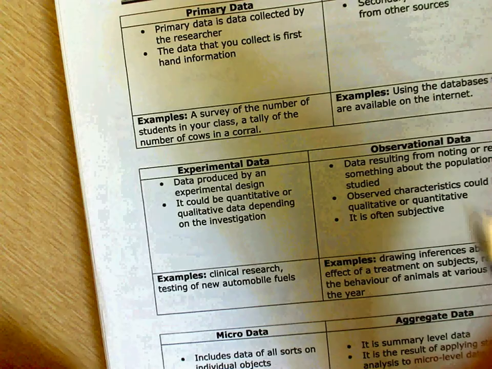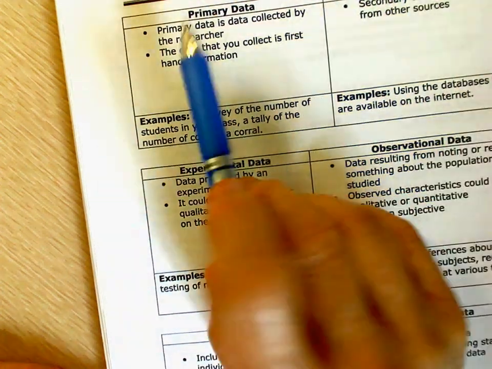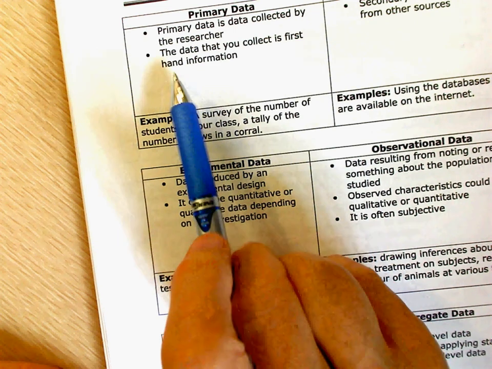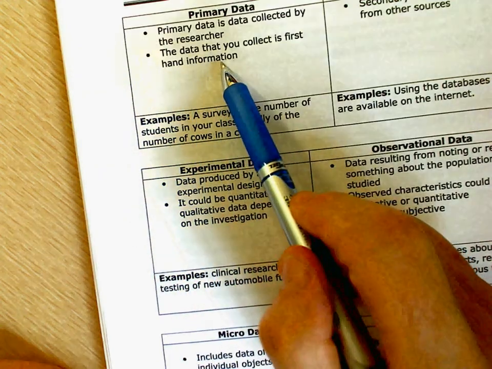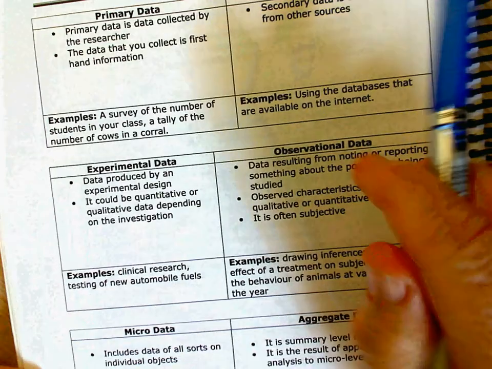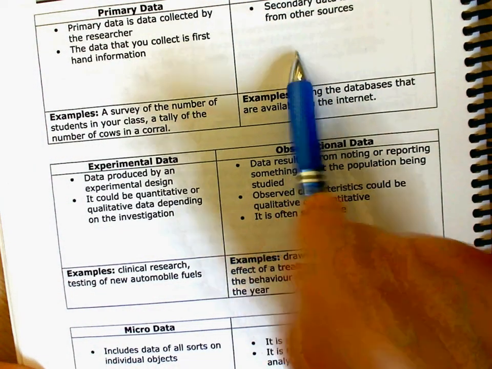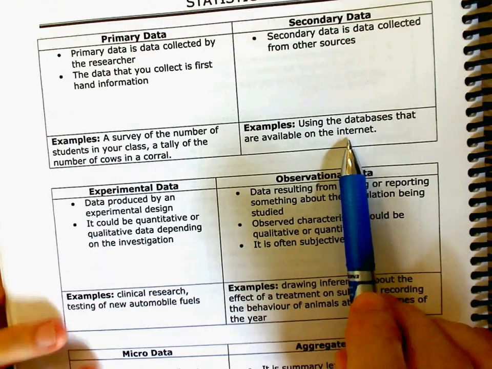Okay, primary data versus secondary data. Primary data is the data you collect. The researcher collects this. You might do an experiment, you might do a survey, whatever. Okay? Secondary data is data collected from other sources. So you might use a database that's available on the internet.